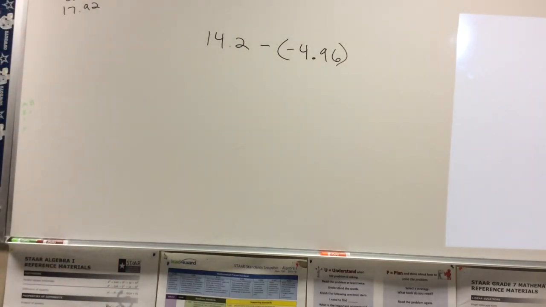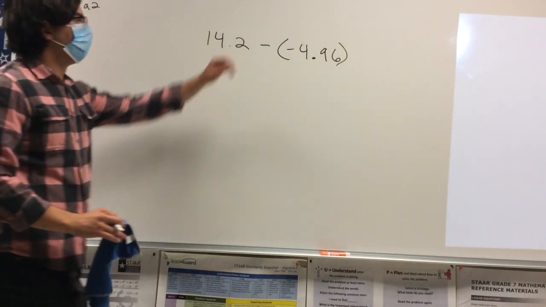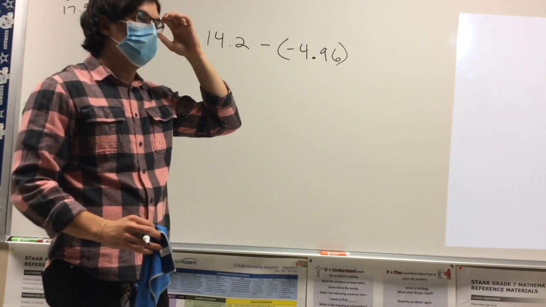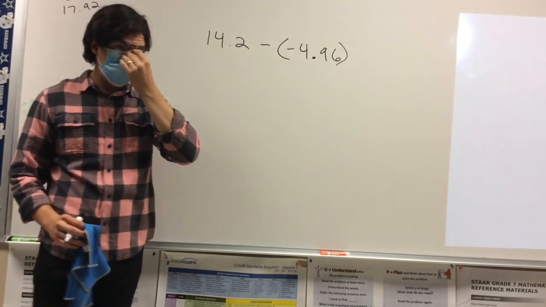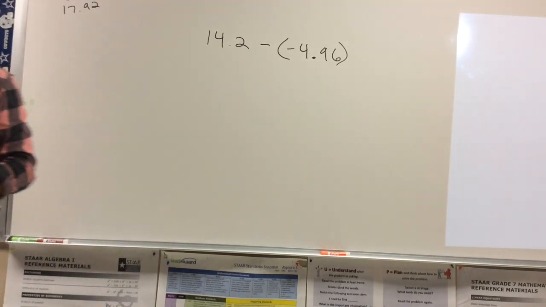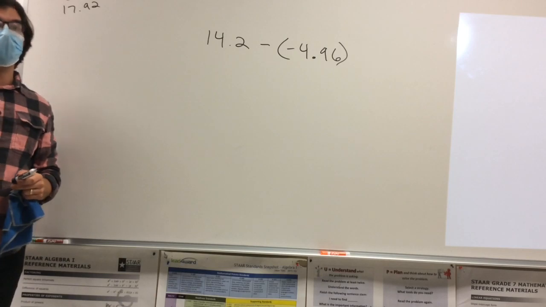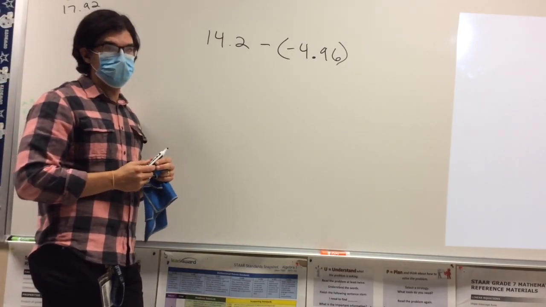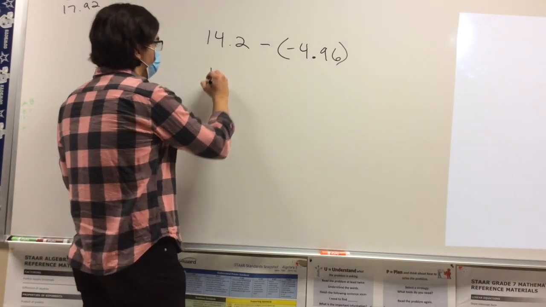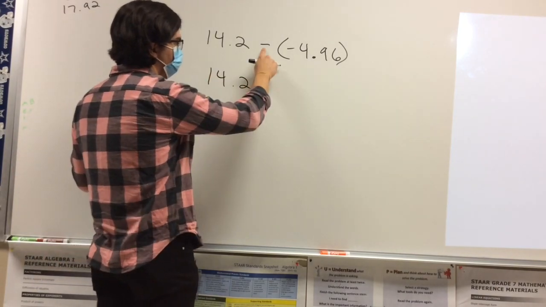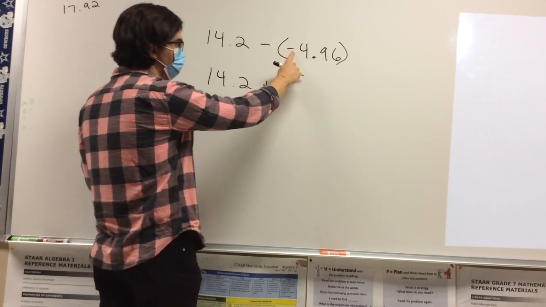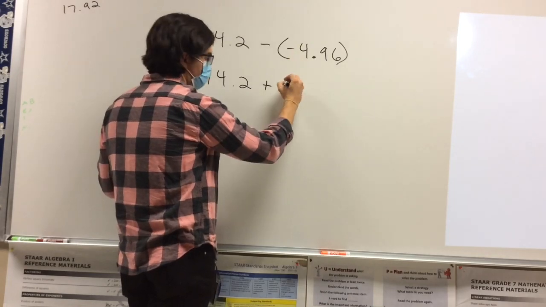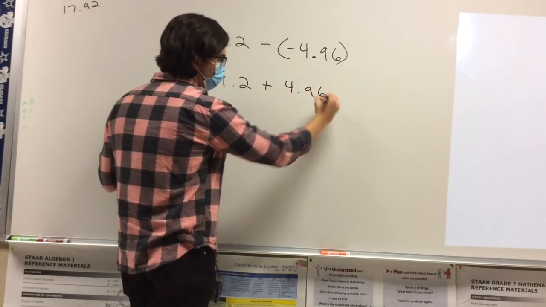Is everybody okay with that? Okay, now, I taught you guys the other day, I said anytime that we have subtraction, we're going to convert it to what? Addition of what? Addition of the opposite. Addition of the opposite. So what that means is that this problem now is going to look like this. 14.2, subtraction becomes addition. If this is negative 4.96, what's the opposite of negative 4.96? Positive 4.96.